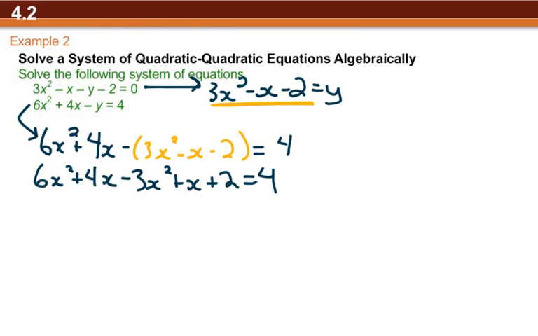We have some like terms we can combine. 6x squared minus 3x squared would give us 3x squared. 4x plus x would be 5x. 2 has nothing like on the left side. 4 has nothing like on the right side. As with most quadratic equations, we want to get a 0 on one side, so I'll subtract 4 from both sides.